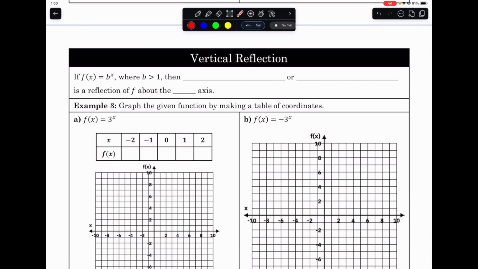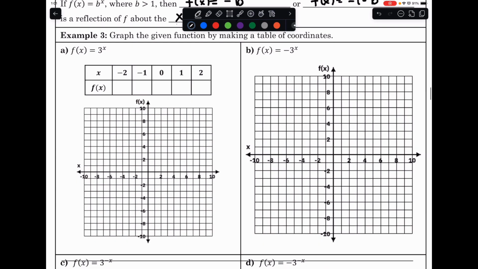Okay, let's move on to vertical reflections. To reflect it across the x-axis, a vertical reflection, the notation is going to be negative b to the power x. So we multiply the base with the negative sign instead of the x. Or negative 1 times b to the x. And like I said, there's going to be a reflection across the x-axis, not the y-axis. The x-axis, a vertical reflection. So let's look at an example of this from example 3a and b.